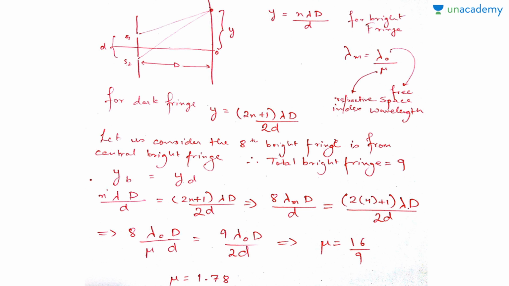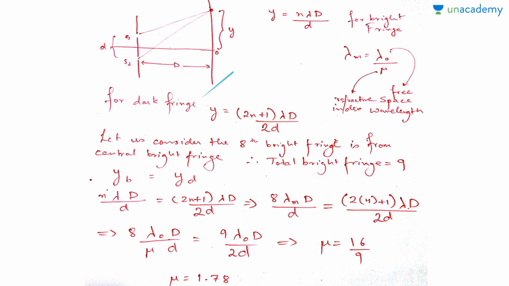This is the setup of Young's double slit experiment. These two are sources S1 and S2. Small d is the distance between these two. Let's say that y is the distance where the dot is appearing from this central fringe, that is O. Okay, now capital D is the distance between the two screens.